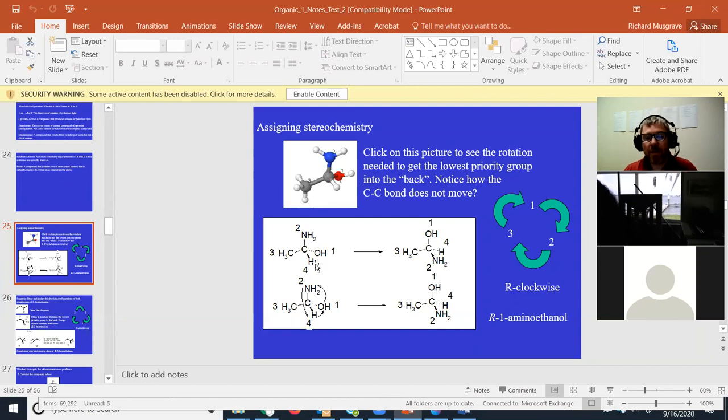Now you remember what I said about the wedges and dashes. If something has a wedge on it, it's coming out of the page. If something has a dash on it, it's going into the page. It's the one that's got the dash on it that goes into the back. Now I'm going to go get, I think I've got my models here. I'm going to get a model and I'll show you how that rotation works.